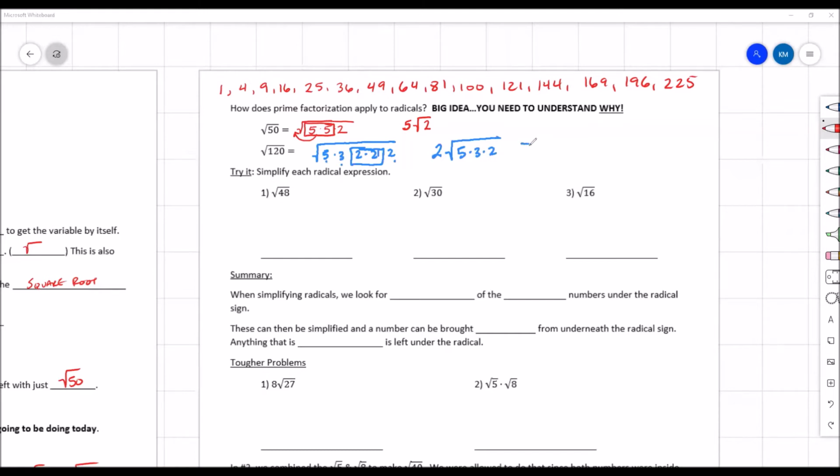And what we do with those numbers is we just multiply them. If we take more than one pair out, we multiply them. If we keep more than one number inside, we multiply them. So we have 2 radical 5 times 3 is 15, times 2 is 30. This is our big idea. This is what we're doing.